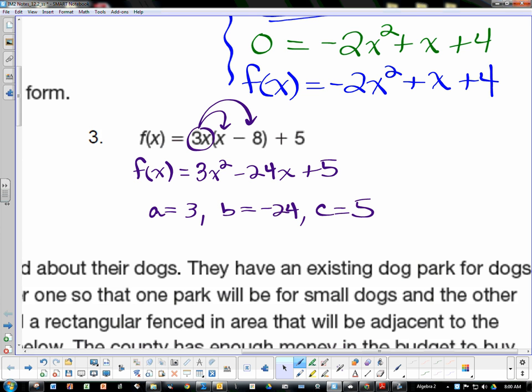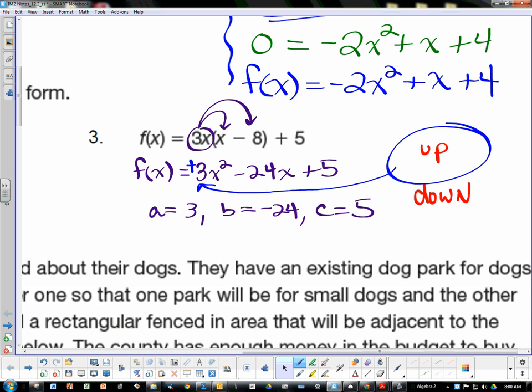Okay, quick question. Is this function going to be opening up or down? Which one? Absolutely up. Reason being, that 3 is positive. Going to be opening up.